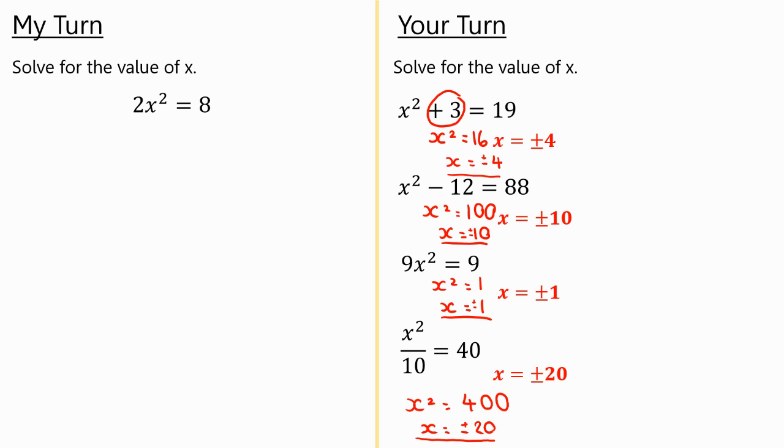Okay, so well done if as you were working you were matching your answers up to the ones that were on the screen. Do not worry about the plus or minus. As long as you could find those values being 4, 10, 1 and 20, then that is brilliant.